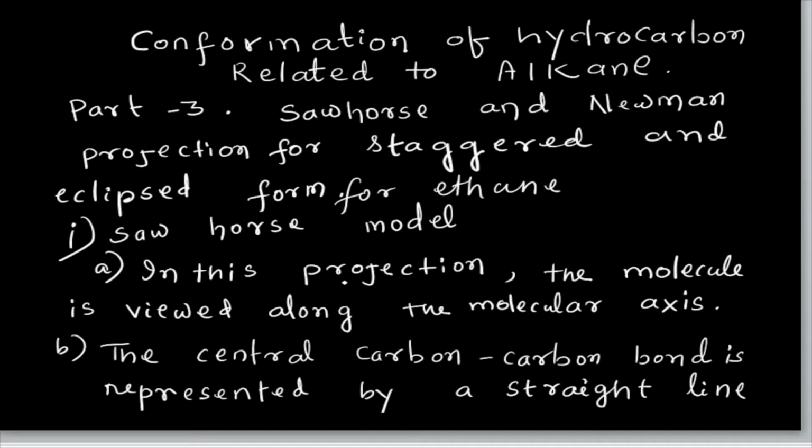In this projection, the molecule is viewed along the molecular axis. That means in the Sawhorse model we will see the molecule along the molecular axis. Important. How can you see the molecular axis? I will explain how it looks. The central carbon-carbon bond is represented by a straight line. That is the carbon-carbon single bond, sp3 overlapping, represented by a straight line.